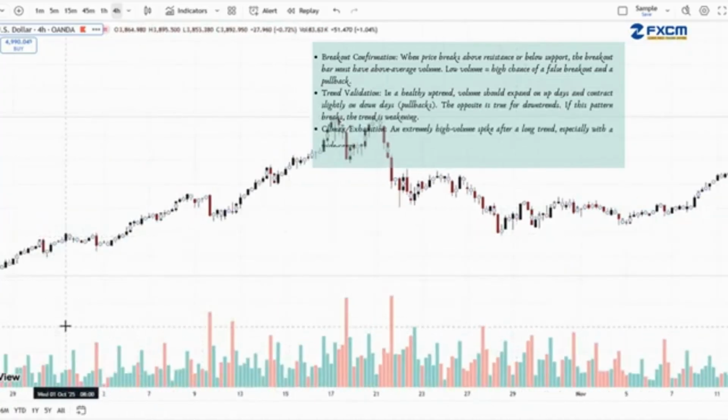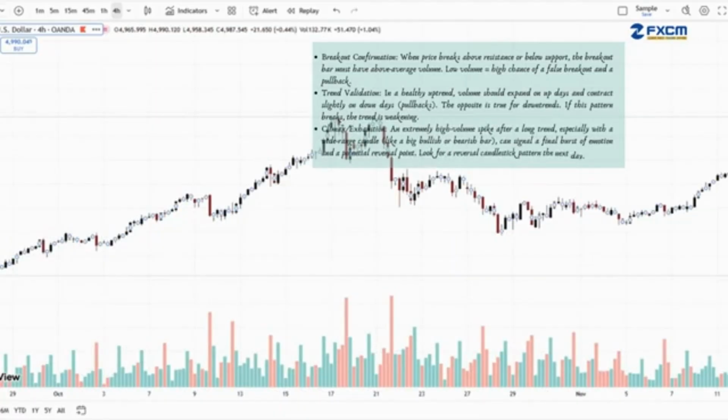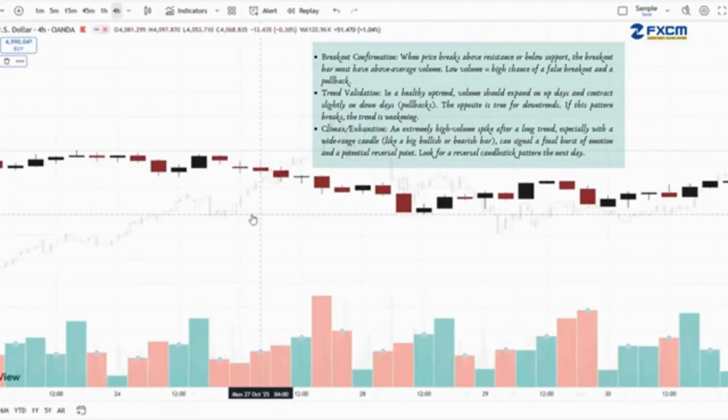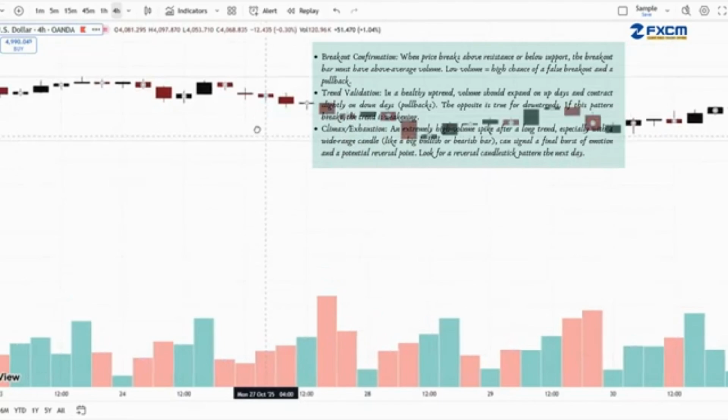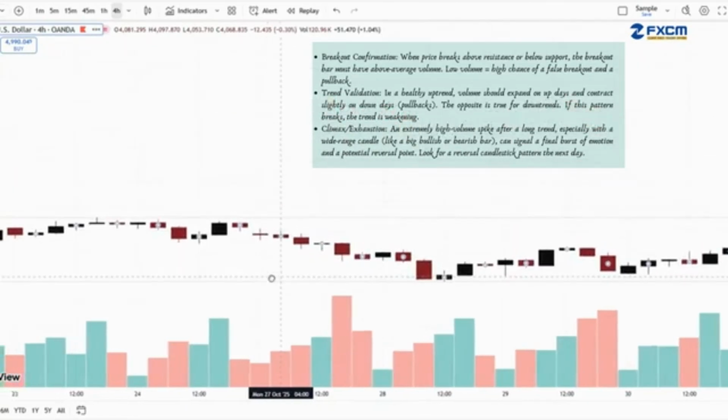Trend validation. In a healthy uptrend, volume should expand on up days and contract slightly on down days, pullbacks. The opposite is true for downtrends. If this pattern breaks, the trend is weakening.